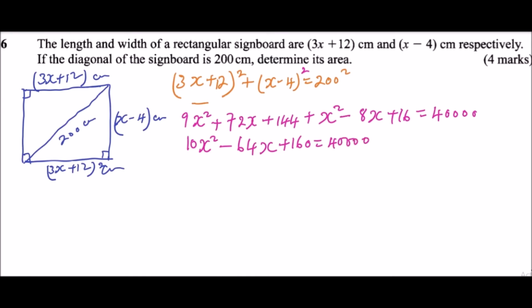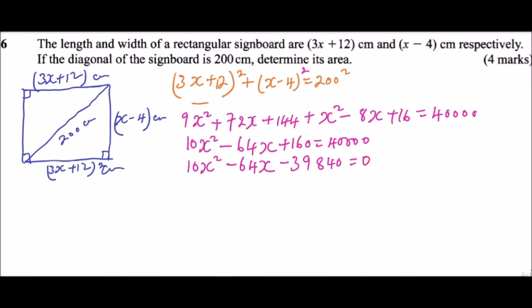Which you can then say 10x squared. You have minus 64x. Bring 40 to this side, you'll be able to get minus, and add 60 minus 39,840 is equals to 0. This is a quadratic equation.